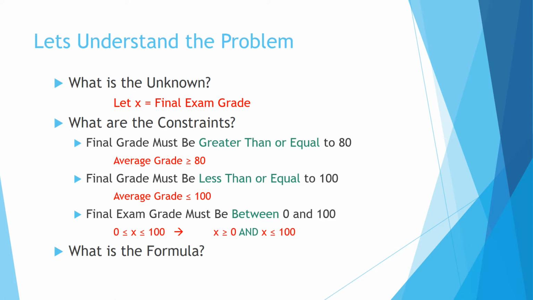So what's the formula we're going to use? We're going to use an average formula. So here the average grade is going to equal test 1 plus test 2 plus test 3, and then again we're adding that final exam grade twice. And then we're going to divide the whole thing by 5.